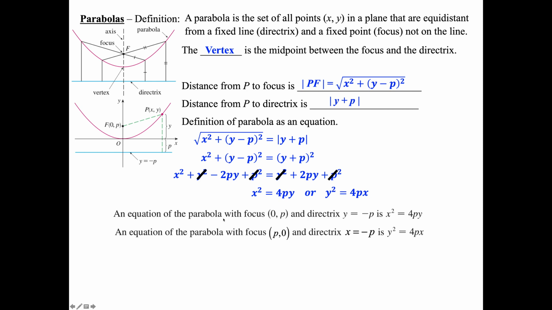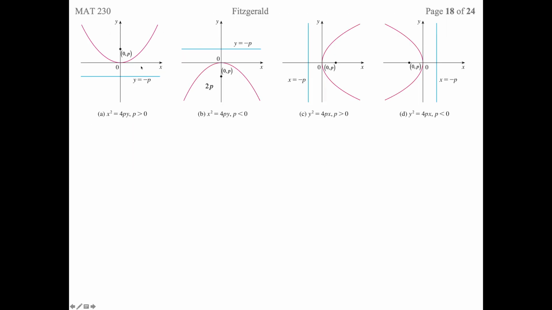So an equation of the parabola with a focus at (0, p) and the directrix line y equals negative p is x squared equals 4py. And if we switch everything around, an equation of the parabola with the focus at (p, 0) and the directrix line x equals negative p is y squared equals 4px. So the following diagram is what I like right here. This really kind of explains everything.